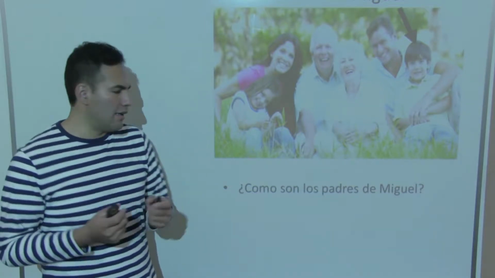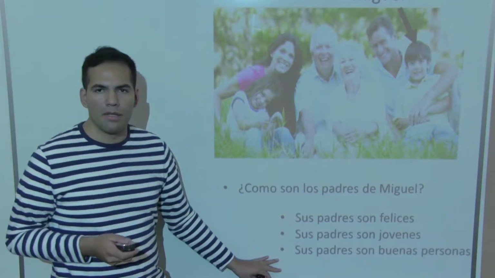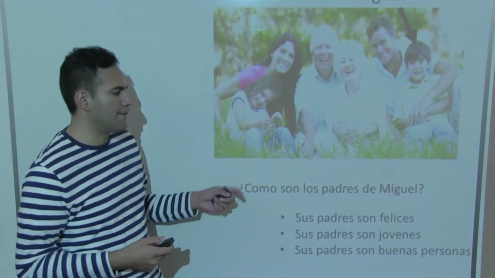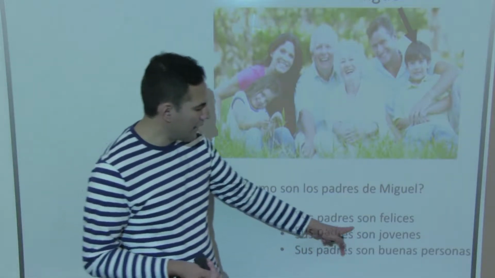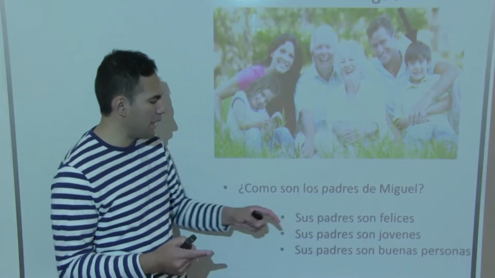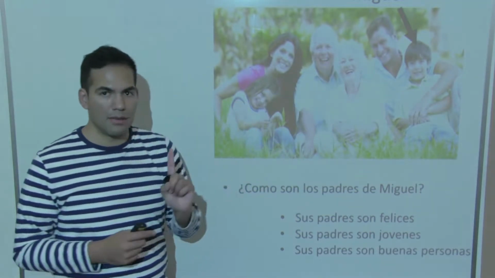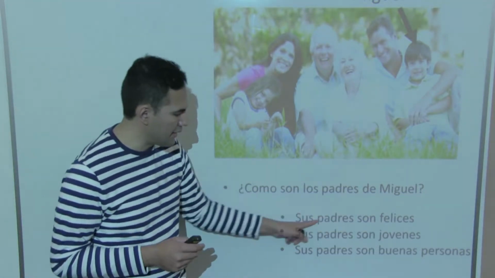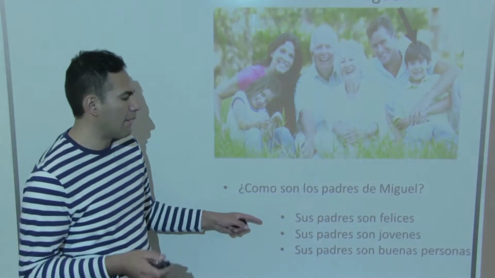Okay, so I'm going to show you the examples that I have. In this case, ¿cómo son los padres de Miguel? This is what I came up with. Your answers can be totally different, but I just want you to follow the same principle that we had with using possessive adjectives. So here, what I came up with: sus padres son felices. Since we're talking about a plural person, we're talking about his parents. We're not talking about just one, we're talking about both. So we're going to use the plural form describing the plural noun, okay? Sus padres son felices. His parents are happy.